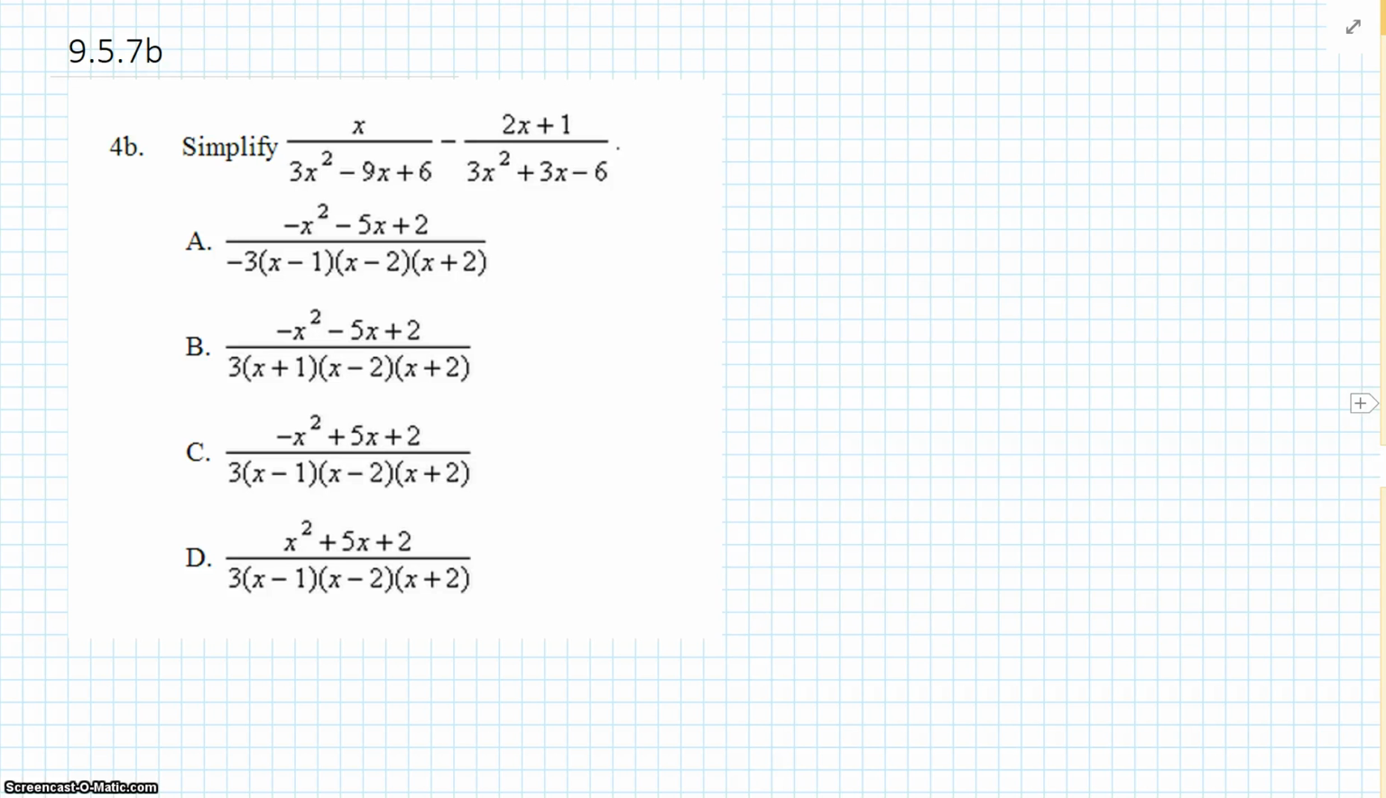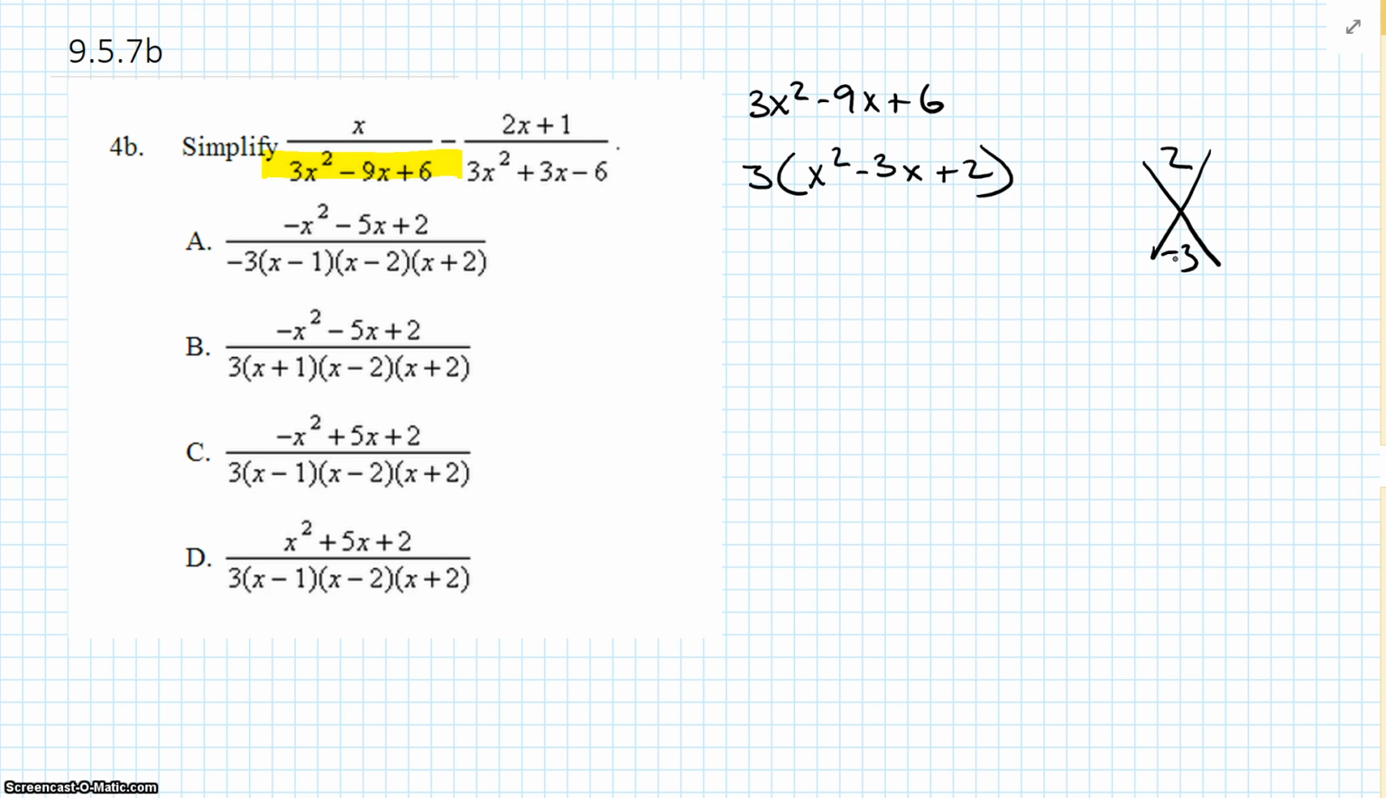Alright, 4b, simplify x over 3x squared minus 9x plus 6, minus 2x plus 1 over 3x squared plus 3x minus 6. Alright, let's look at the denominator of the first term. That's 3x squared minus 9x plus 3. First thing we can do is factor out a 3, so we get x squared minus 3x plus 2. And now we can factor this.